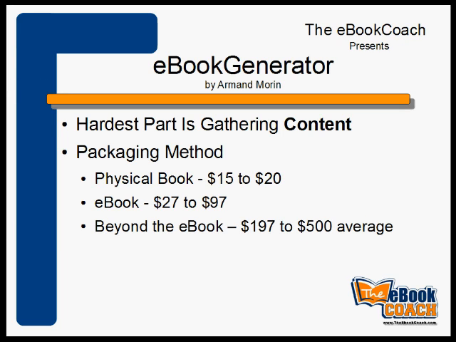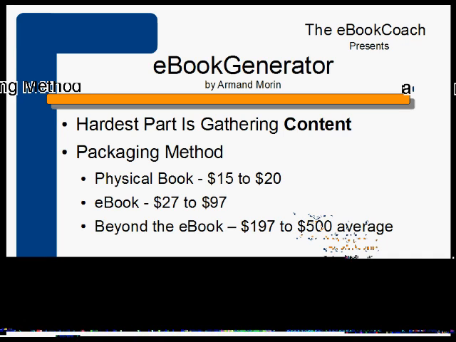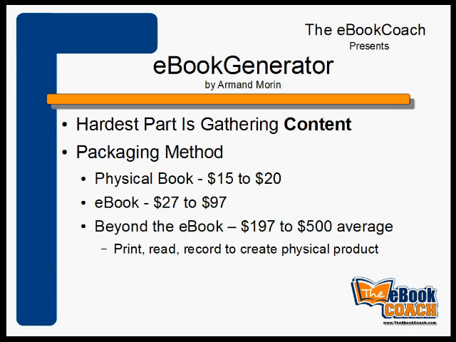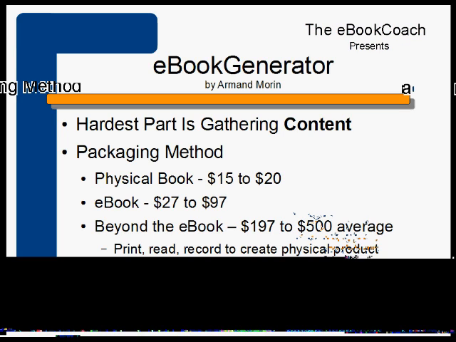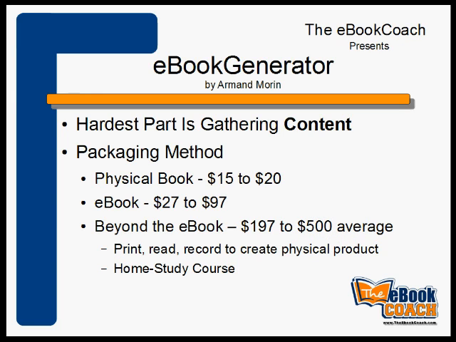The third step, after the ebook, is what I call beyond the ebook. Beyond the ebook is a physical product. Basically, we could take the exact same information, print it out, put it in a 3-ring binder, record it, and then we have a home study course out of the same information. It gives us three different and unique ways to present our information to the end audience, except our price points are dramatically different.